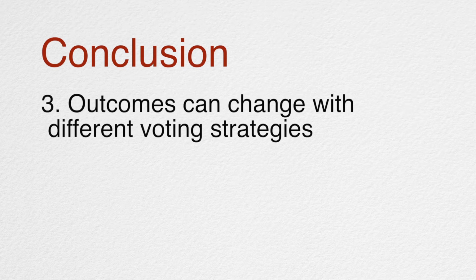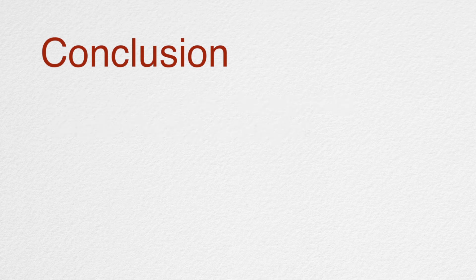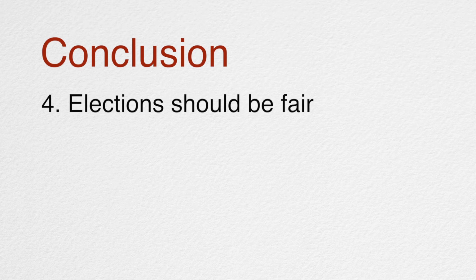3, the outcomes from these methods can change with the different voting strategies. And we saw that through the math club elections. It illustrated 4 different winners with 4 different methods, and that's the idea. The last thing, number 4, is elections should be fair. They're not always fair. I mean, we want them to be, but they're not. But the idea is we want them to be. Should be. Not could be, not would be. Should be.